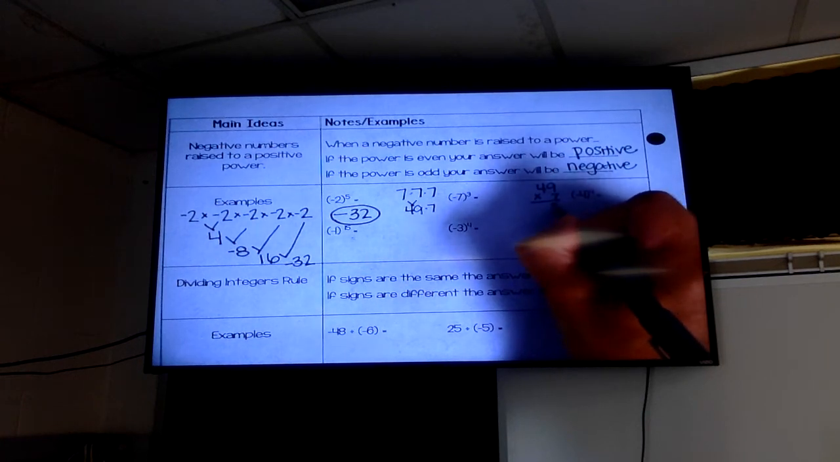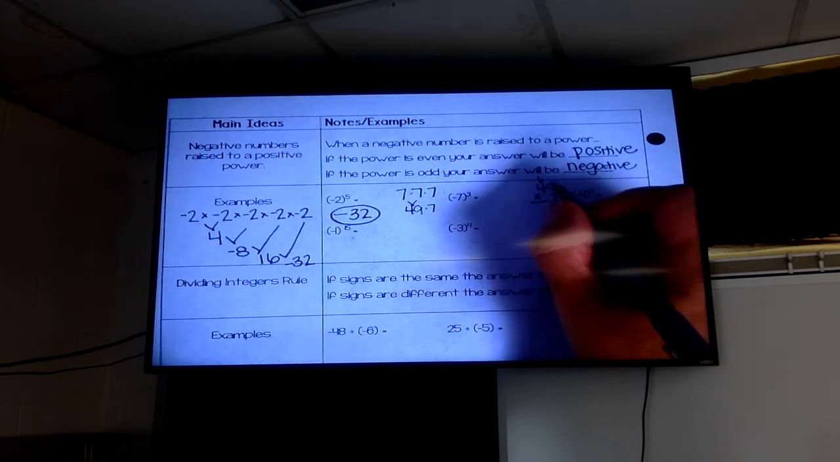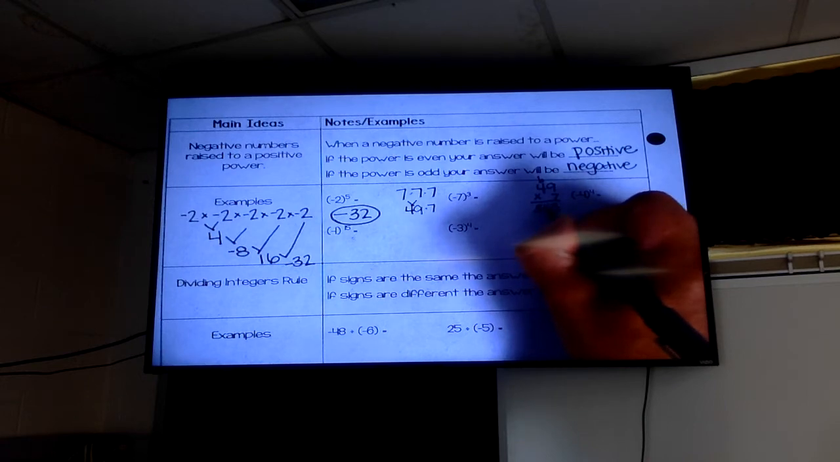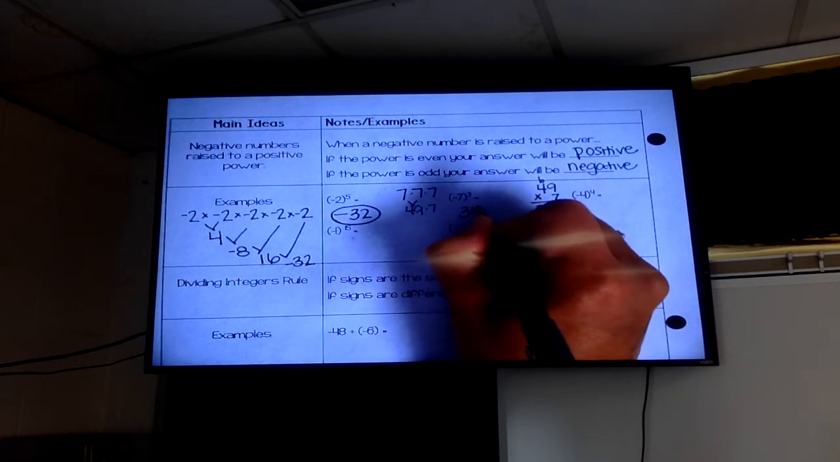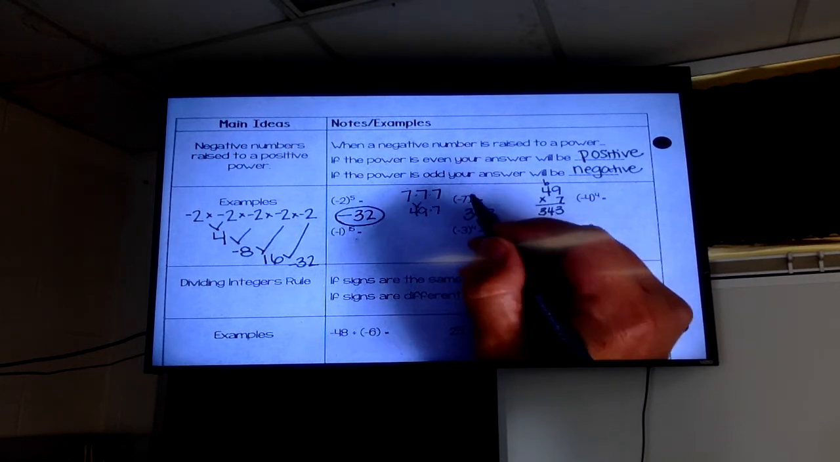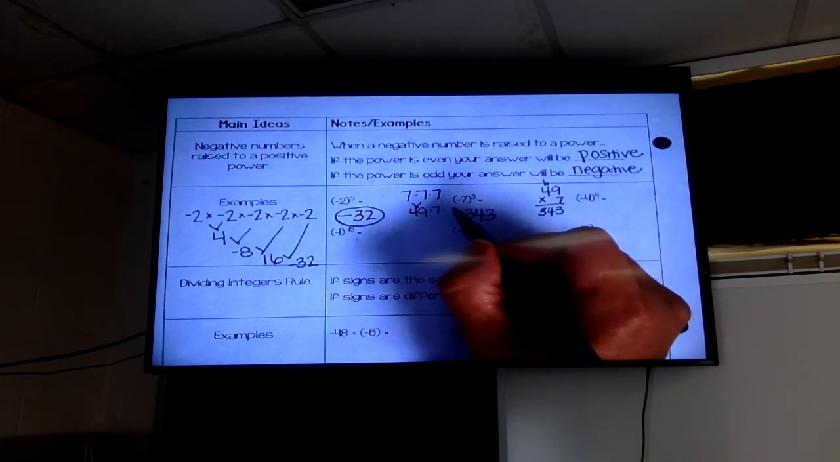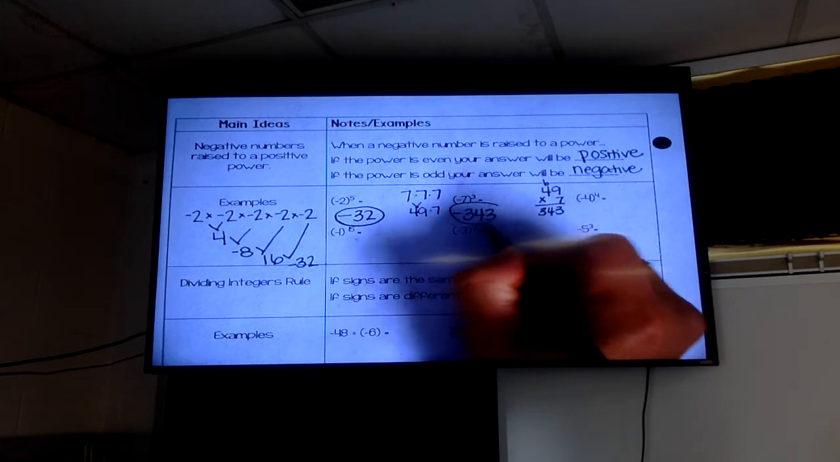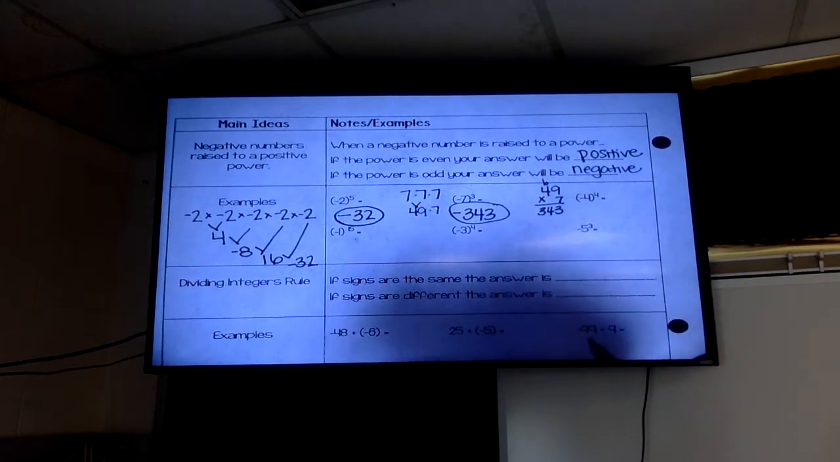9 times 7 is 63. 7 times 4 is 28. And 28 plus 6 is 34. So I come up with 343. And then I look at my exponent, 3. 3 is an odd number. Odd, your answer is negative. So my answer would be negative 343.